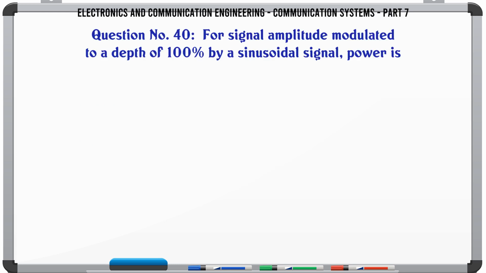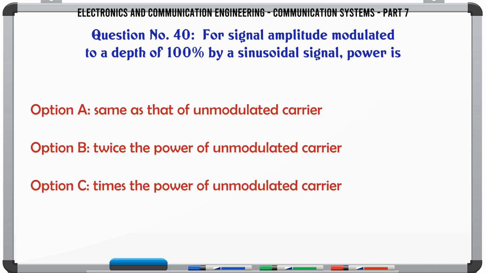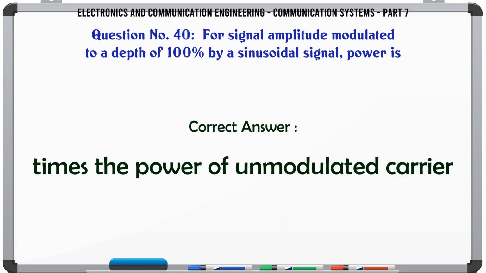For a signal amplitude modulated to a depth of 100% by a sinusoidal signal, power is A same as that of unmodulated carrier, B twice the power of unmodulated carrier, C 1.5 times the power of unmodulated carrier, D 2.5 times the power of unmodulated carrier. The correct answer is 1.5 times the power of unmodulated carrier.